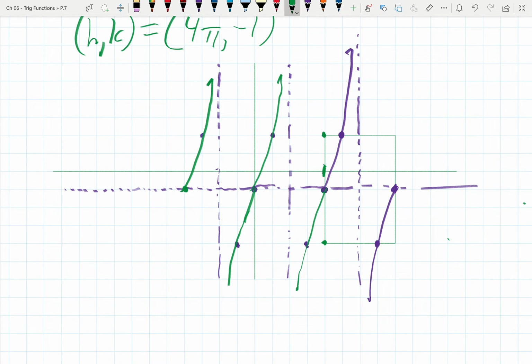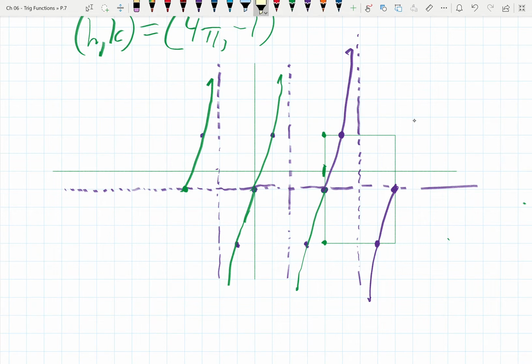Yes, Aiden? If it's a negative tangent, then your up points become down points, your down points become up points. It looks like cotangent. What? This is a tangent. This is not a cotangent. So look back at your tangent graph. That one started.